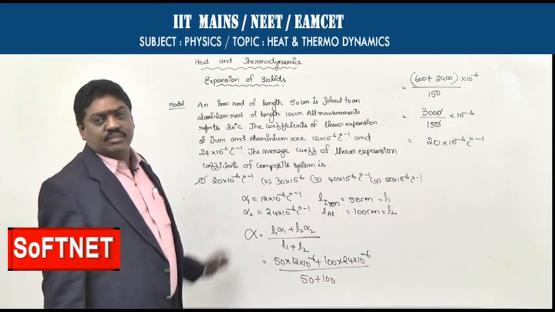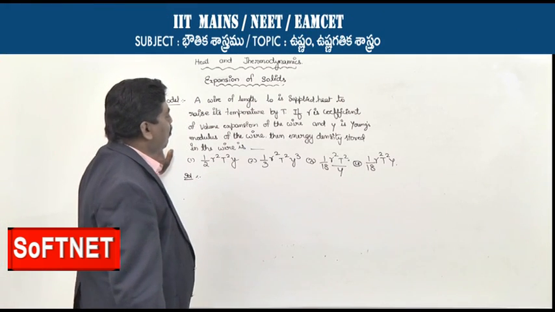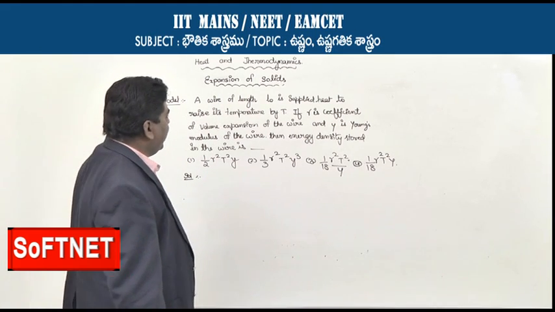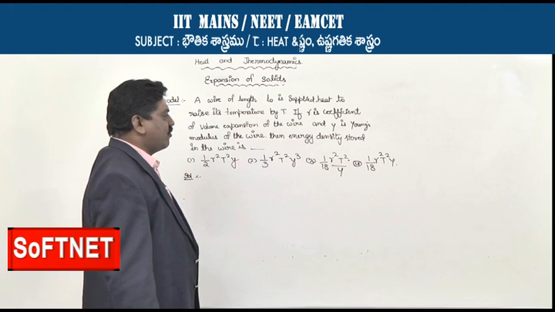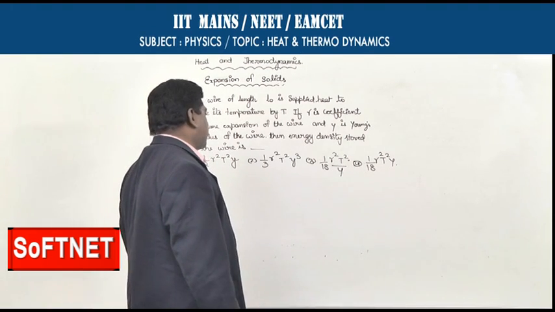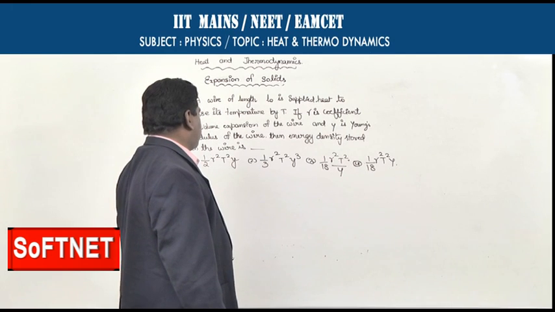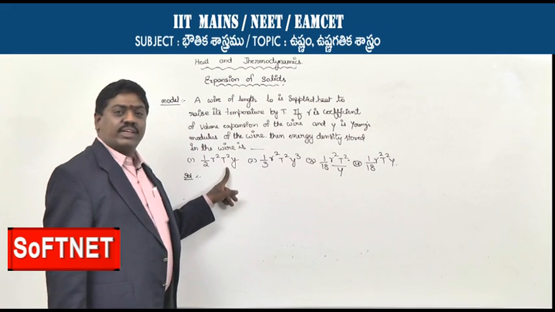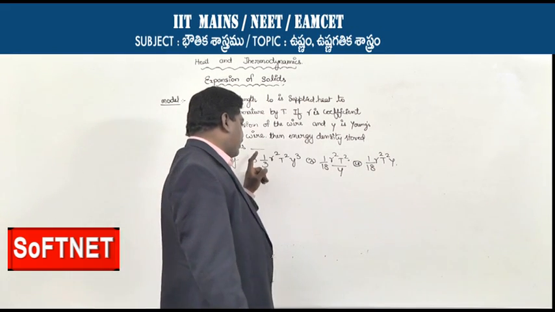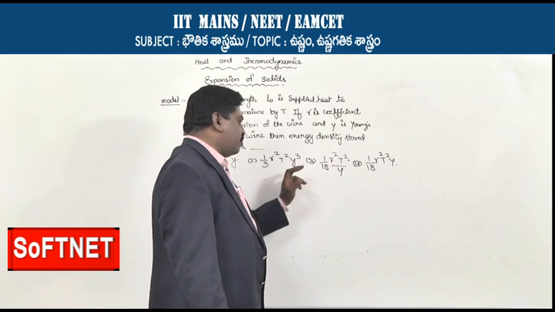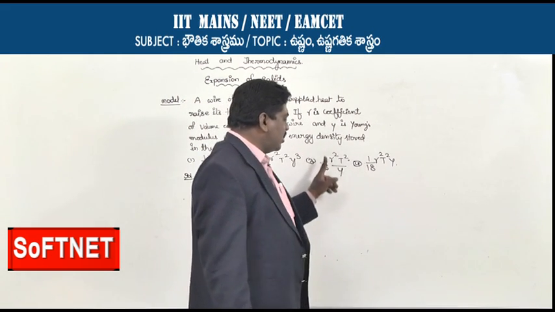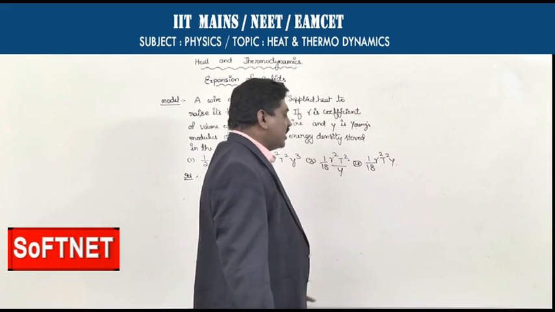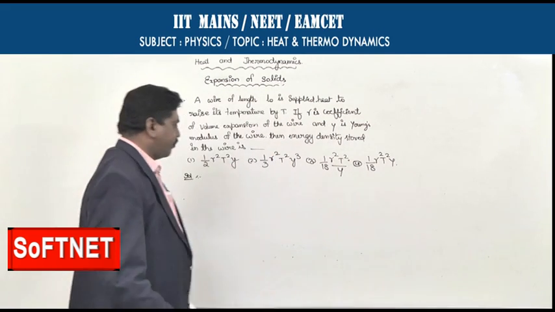A wire of length L0 is supplied heat to raise its temperature by T. If gamma is the coefficient of volume expansion of the wire and Y is Young's modulus of the wire, then the energy density stored in the wire is, we are given the options as: half gamma square T square Y; second option, 1 by 3 gamma square T square Y cube; third option, 1 by 18 gamma square T square by Y; and the fourth option is 1 by 18 gamma square T square Y.